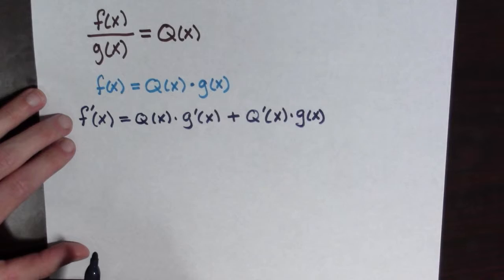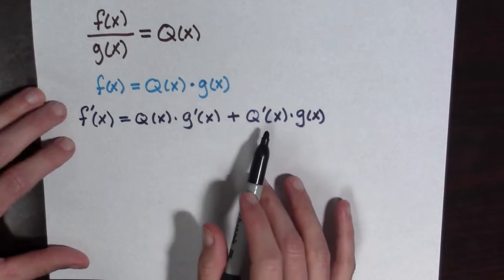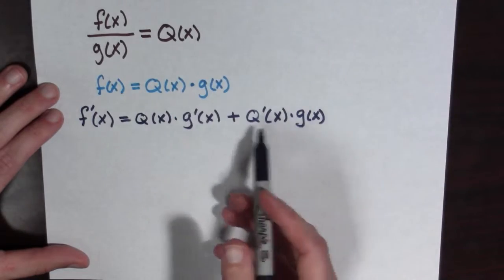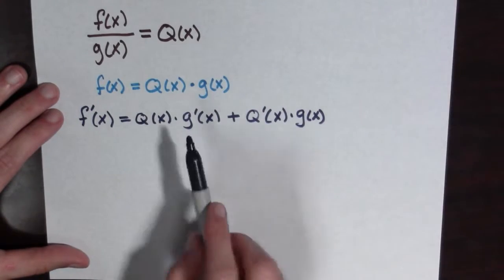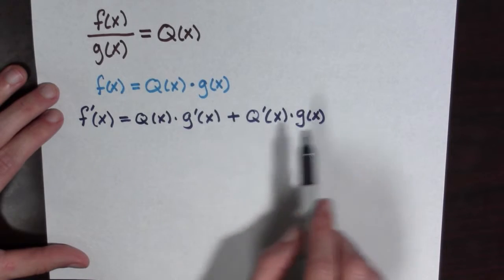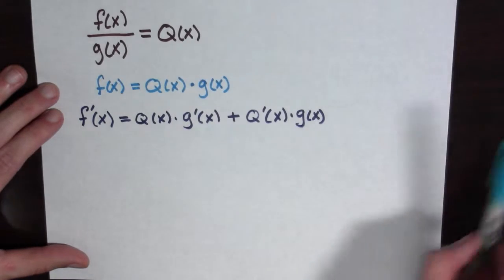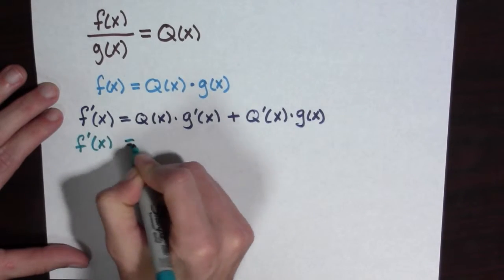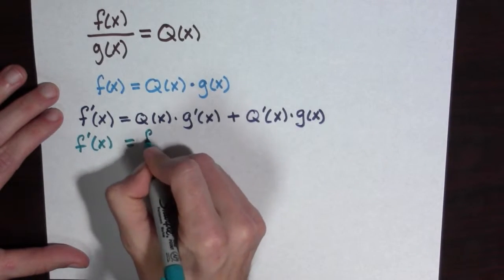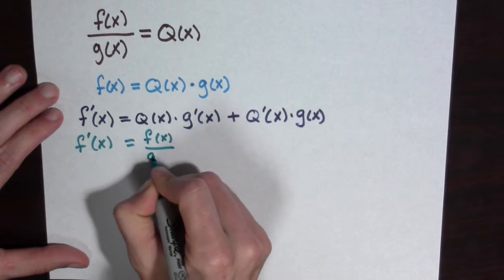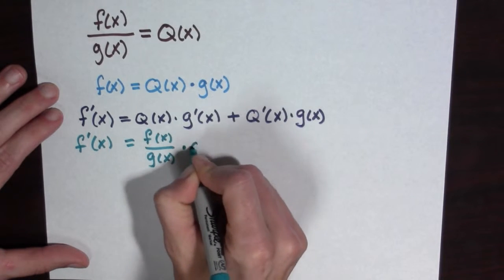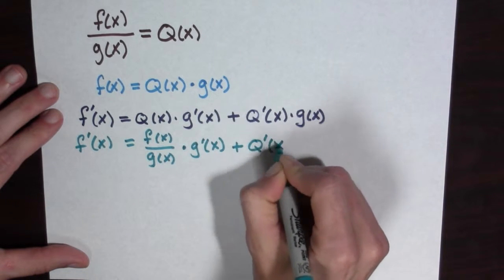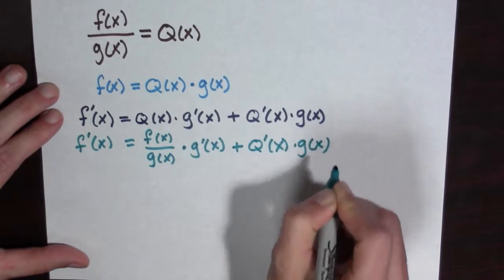Aha! So now, remember what we want. We want to know the derivative of this, which is really equal to q prime. So let's go ahead and try to solve for q prime. Now, the first step that we can do is pretty easy. We just replace q with f of x over g of x. So this is equal to f of x over g of x times g prime of x plus q prime of x times g of x.